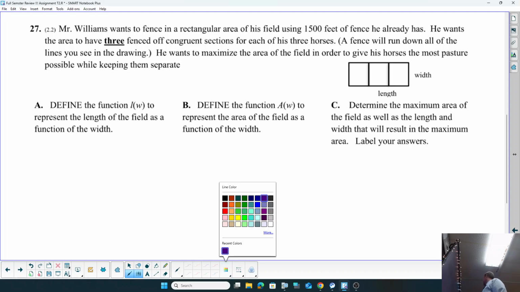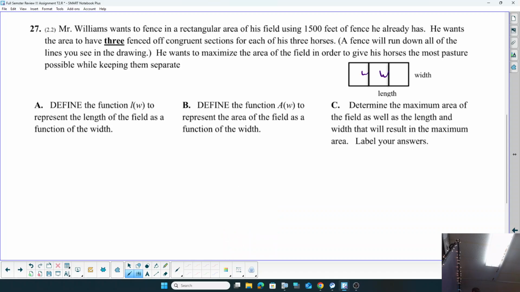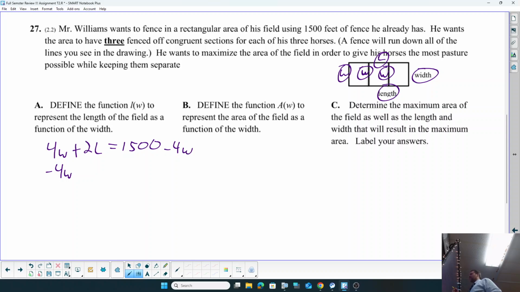So 1,500 feet. And we have 1, 2, 3 W's and 2 lengths. No, 4 W's. 1, 2, 3, 4 W's and 2 lengths. So 4W plus 2 lengths is equal to 1,500. Solve for L. So we're going to minus 4W to the other side, and then we'll divide by 2. So we get our length is equal to 750 minus 2W. So that is our length equation.